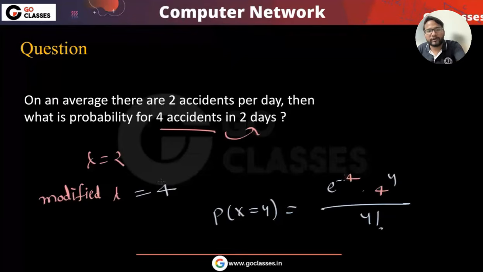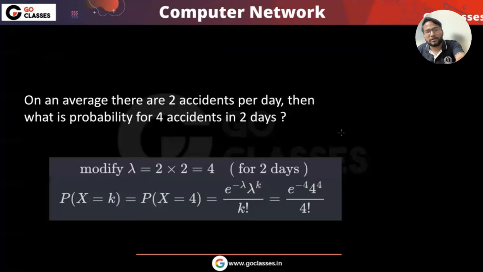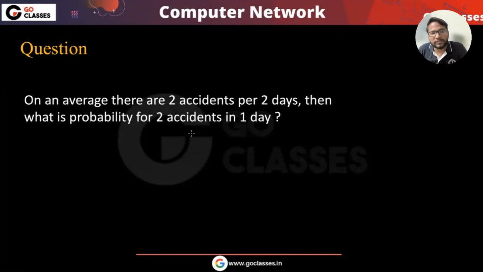Okay, here the modified mean is 1. On average, there are 2 accidents in one day. So how many accidents will be there in 2 days? In 2 days, there will be 4 accidents, right? Okay. Coming to this, on average, there are 2 accidents in 2 days.